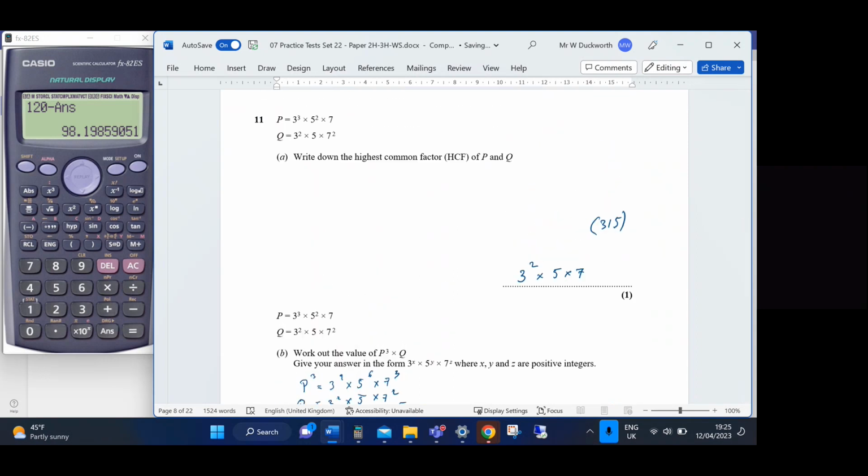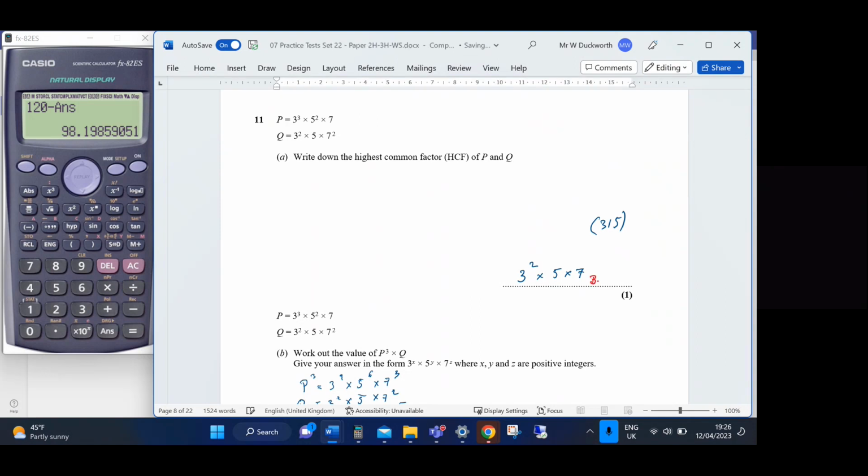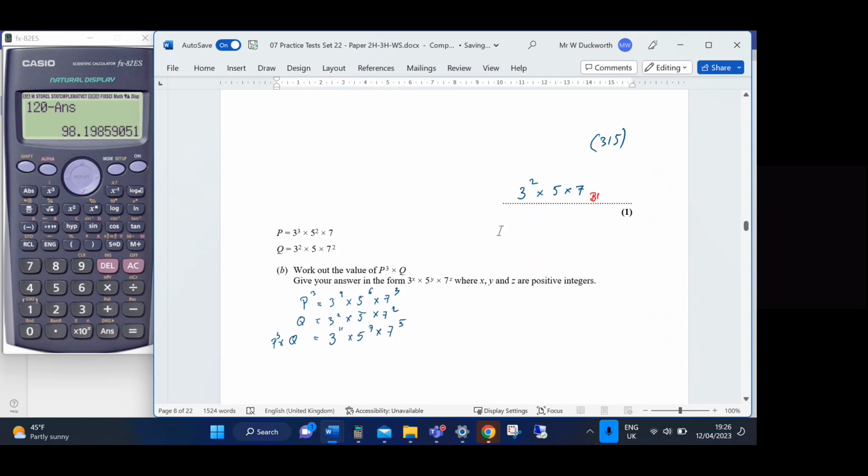Question 11. There we go. Right. For part A, it is just a B1, and it does say answer 3 squared times by 5 times by 7, but it does say or equivalent 315. So we did guess what the mark scheme was going for, although I was also correct that 315 would be accepted.